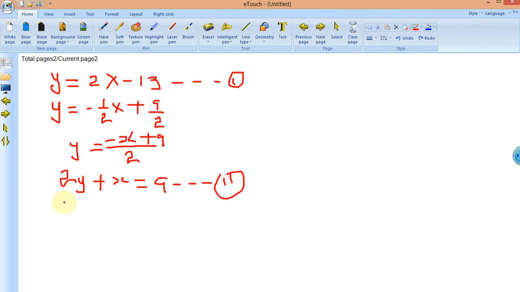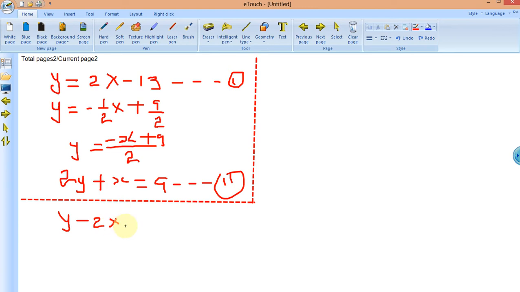Okay, guys, let me write equation 1 before equation 2. So equation 1 now, all the variables should be on the left hand side. So y minus 2x equals minus 13. So that's my equation 1.